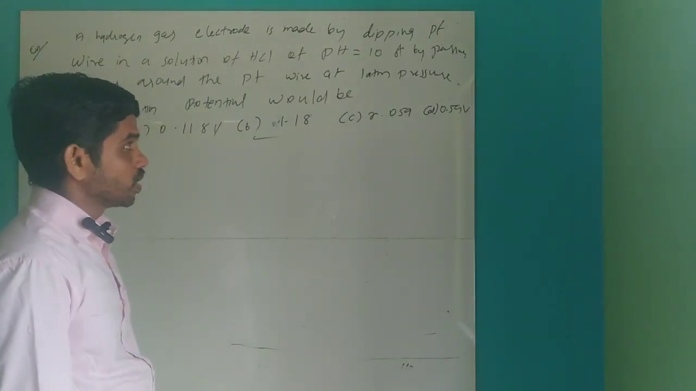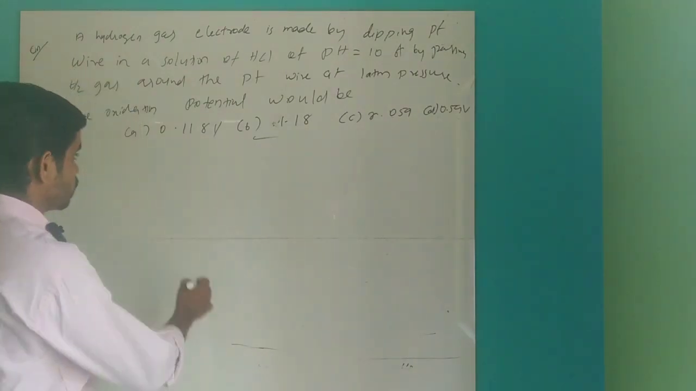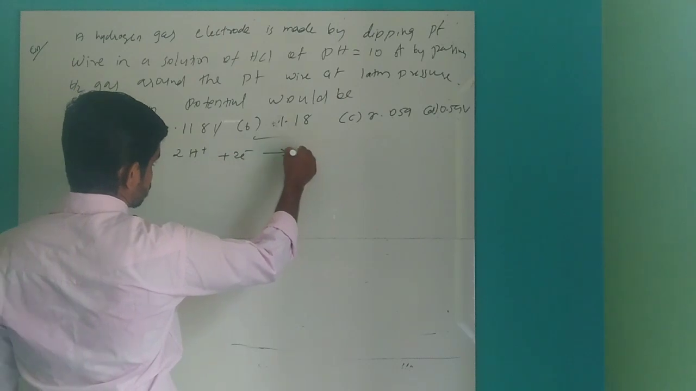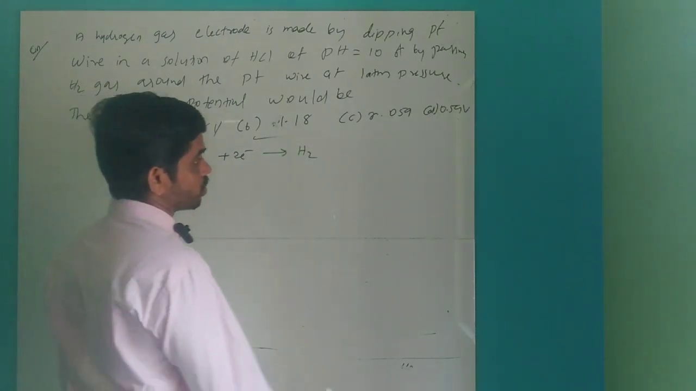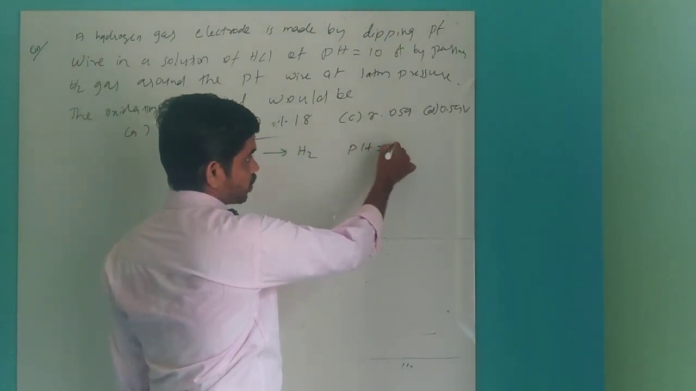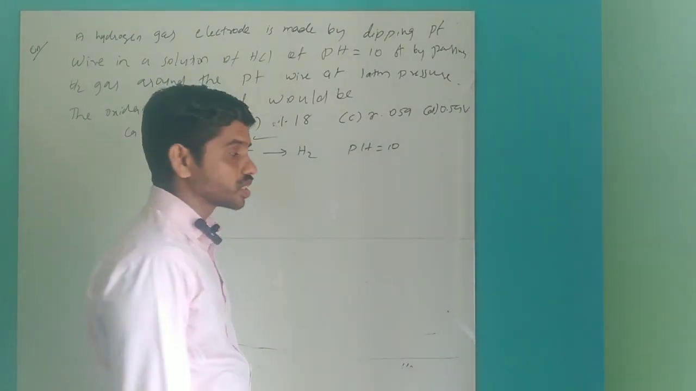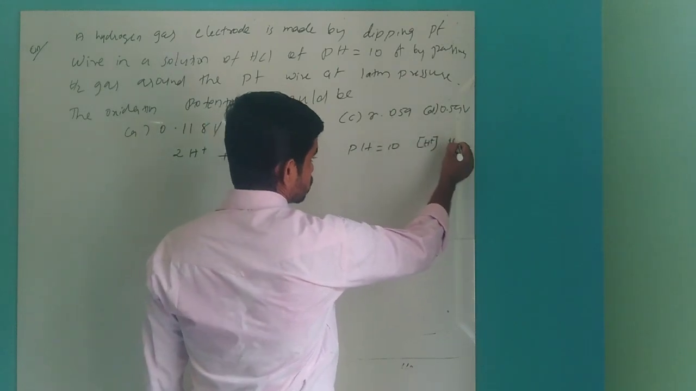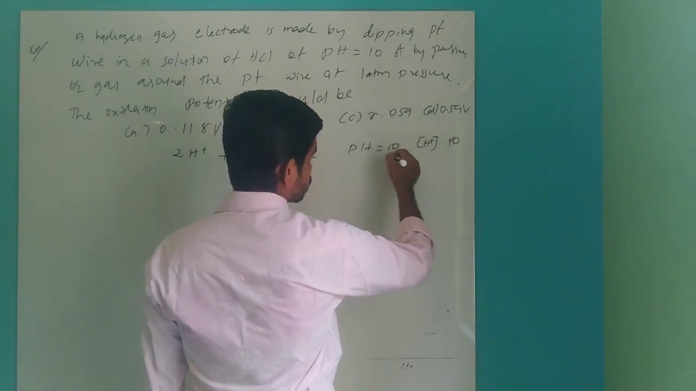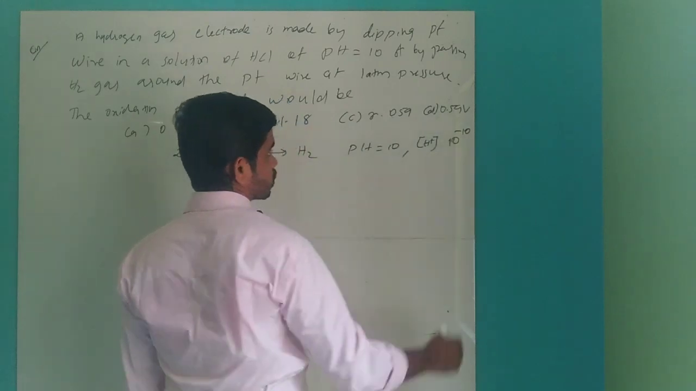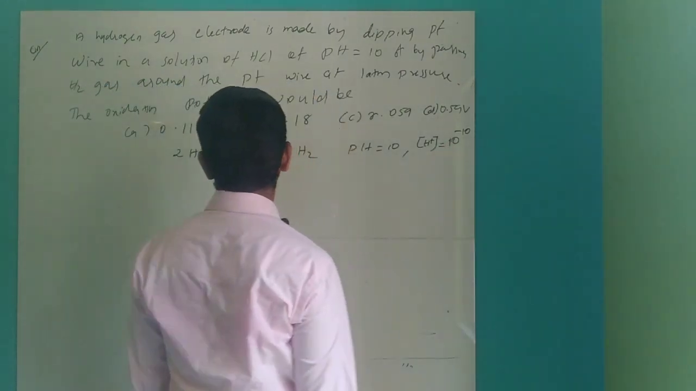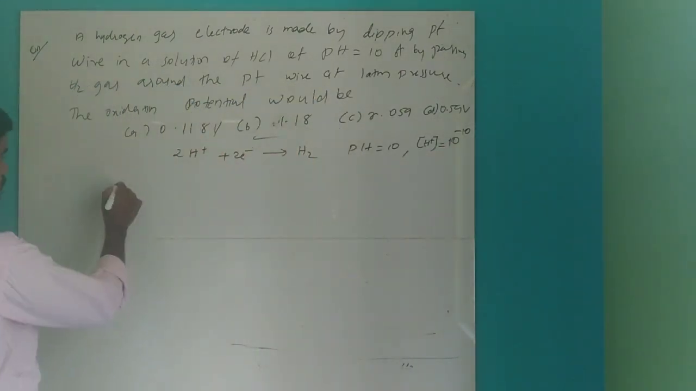So hydrogen gas only. The same reaction we saw last time: 2H+ plus 2 electrons gives H2 gas. This is the reaction and the pH is given as 10. So pH is equal to 10. What will be the concentration of H+? The concentration of H+ is equal to 10 power minus 10, that will be the pH. Now we have to find the oxidation potential.